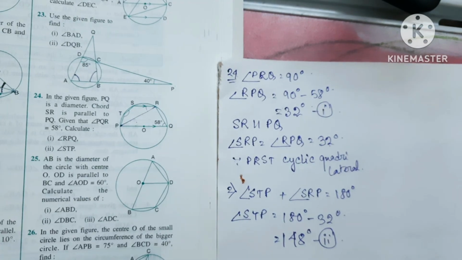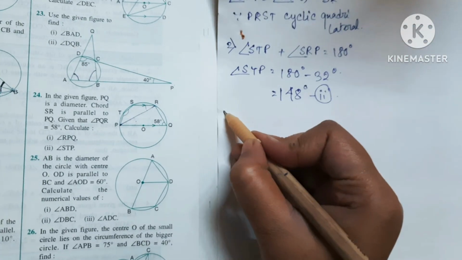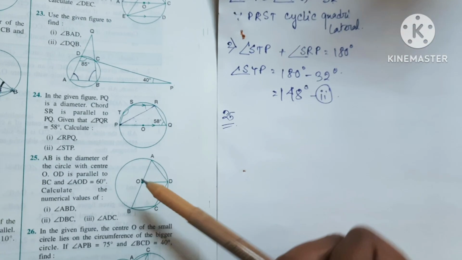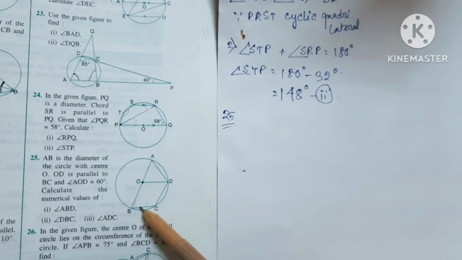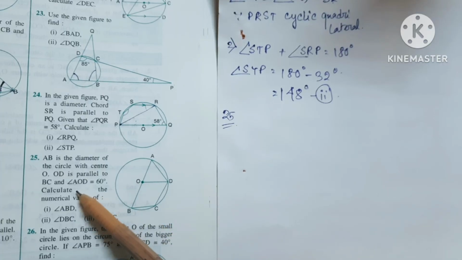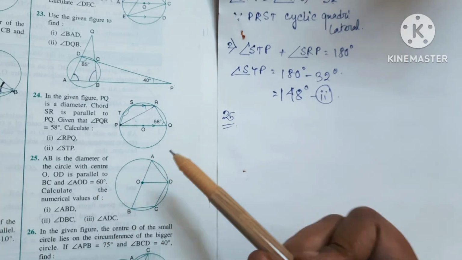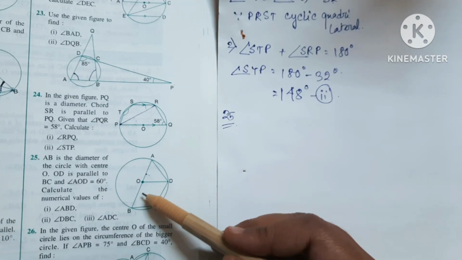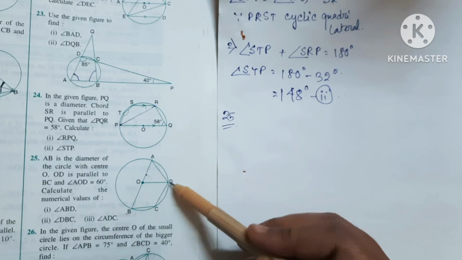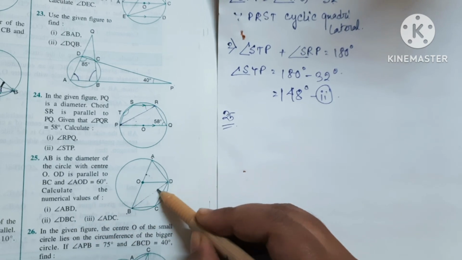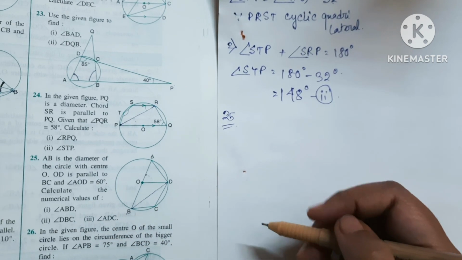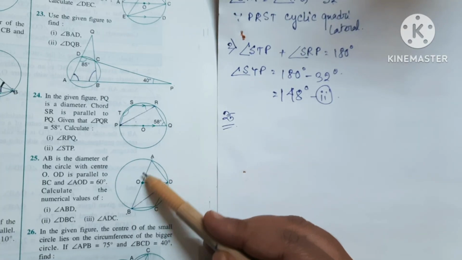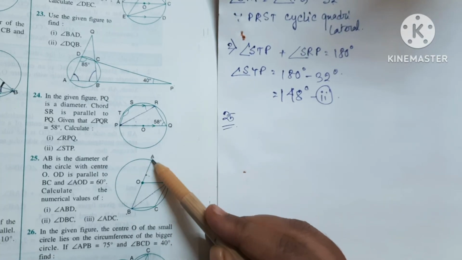Okay. See, question number 25. AB is the diameter. O is the center. OD is parallel to BC. Okay. Now, AOD, this angle, is 60 degree. Now you have to find out ABD. So first you join BD. Okay. So now see, AOD and ABD, they are on the same segment AD.